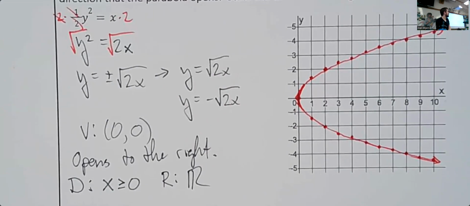Cool. Oh, we're going to get a decent amount of time to work today too. Nice. So flip it over.